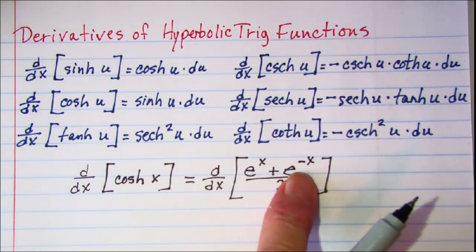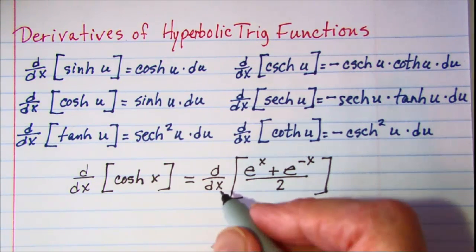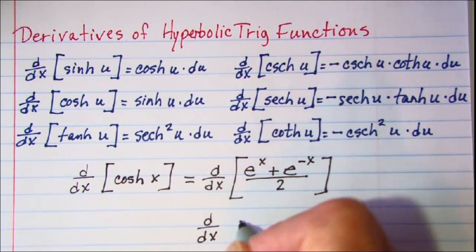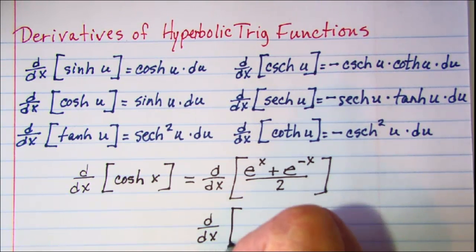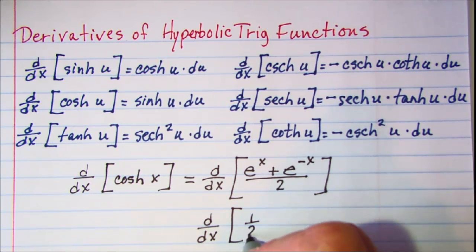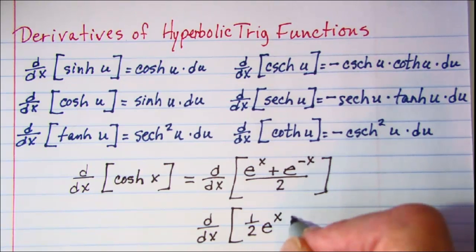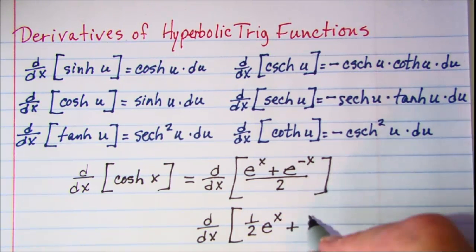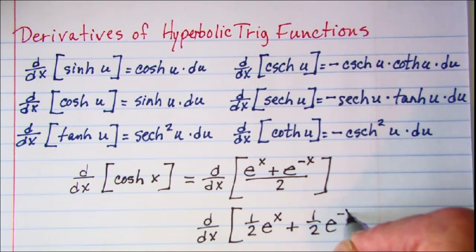Now I'm going to separate this into two terms. So I'm finding the derivative of e to the x over 2, which I'm going to write as 1/2 e to the x, plus e to the negative x over 2, which I'll write as 1/2 e to the negative x.